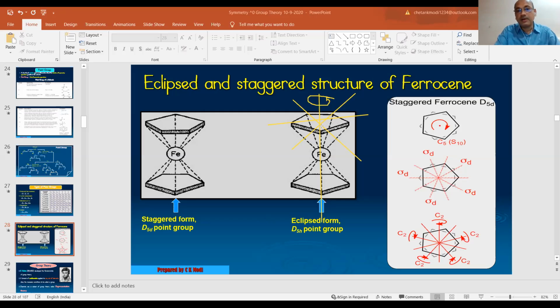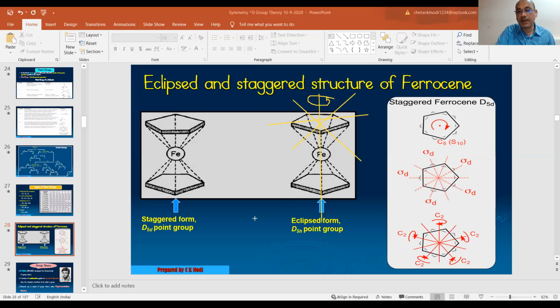Along with that, where the C2s are situated, there is the sigma v plane. This is one sigma v, this is the second, this is the third sigma v, like that. So with 5 corners there are 5 C2s and 5 sigma v planes present, and sigma h is also present. Therefore, the point group is D5h.